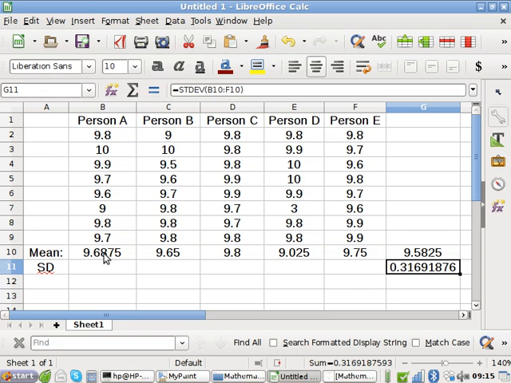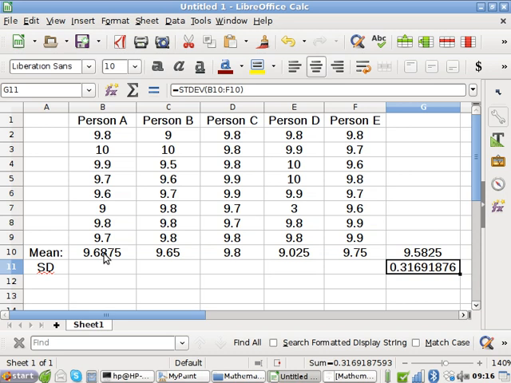0.316. So what you're saying is, on average, what value do people get for G? They get 9.58, yeah? But what do you think this 0.3169, the standard deviation, represents? How would you interpret that? What do you think? How far they are from the 9.5. Yeah, how far they are. Which, if you think about it in physics, that's what we were calling the uncertainty.